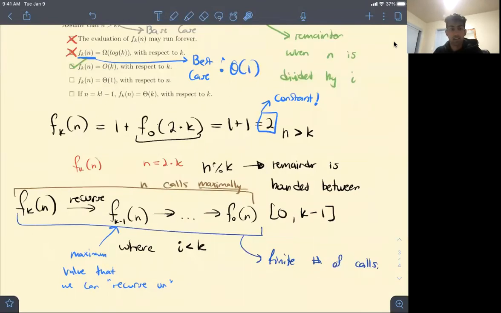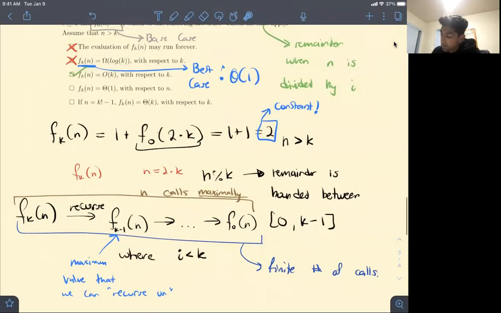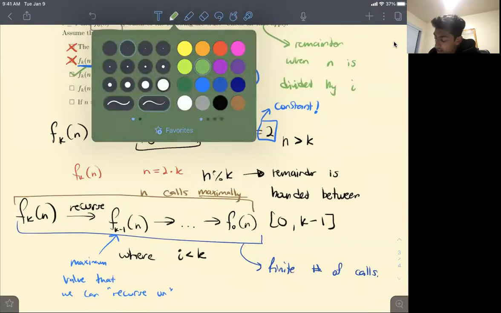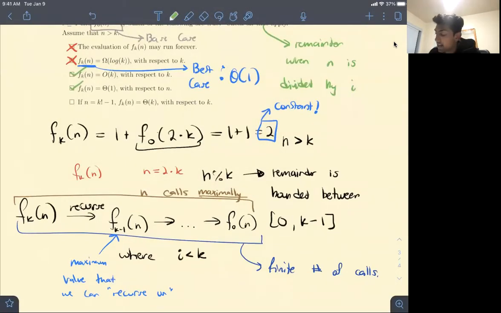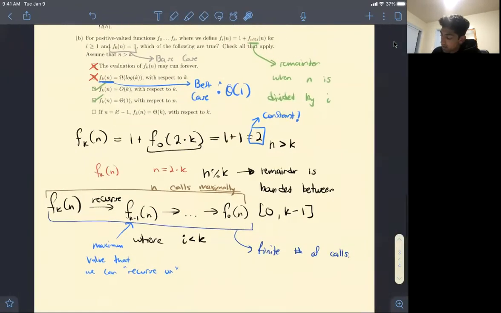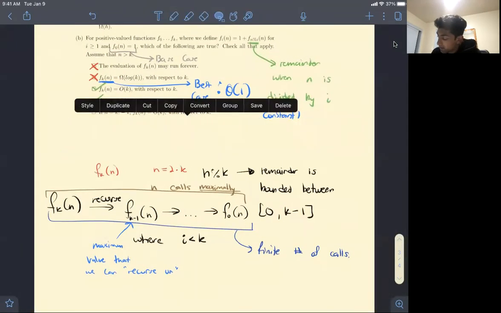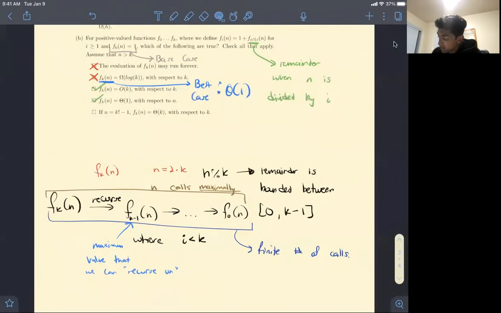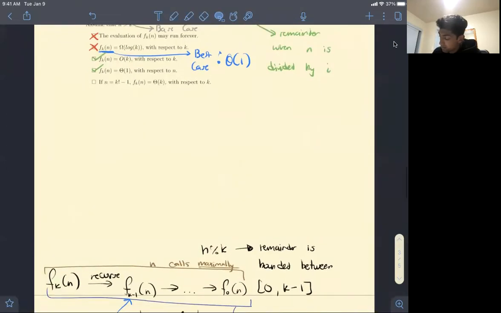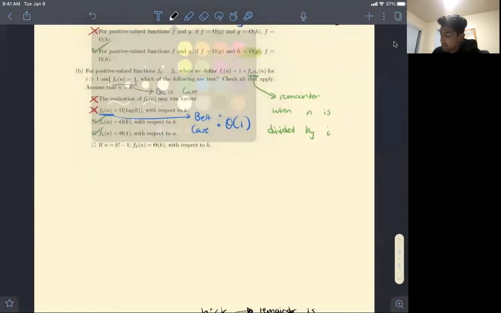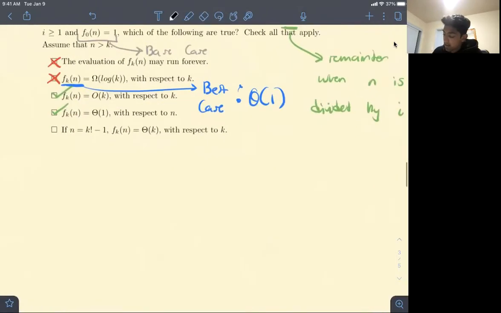Okay. So the next one here states that fk of n is equal to theta of 1 with respect to n. Okay? So this is also true. This one's kind of interesting here. So notice that as n, I'm going to write this one out. Let's get rid of some of this stuff here. Okay, so notice here. Yeah, that looks good.